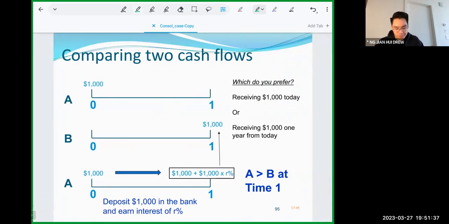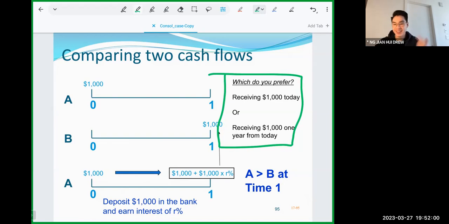Okay, so the question here I'd like to pose, and I hope all of you can get the answer right, is which one will you prefer? Receiving $1,000 today or receiving $1,000 1 year from today? Which one is better? Which one will you prefer? Very good. So today, you want today, right? Because of time value of money, right?